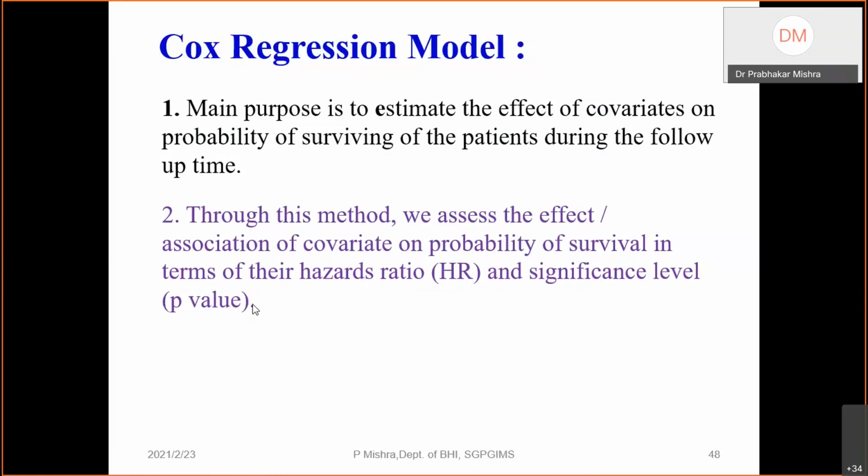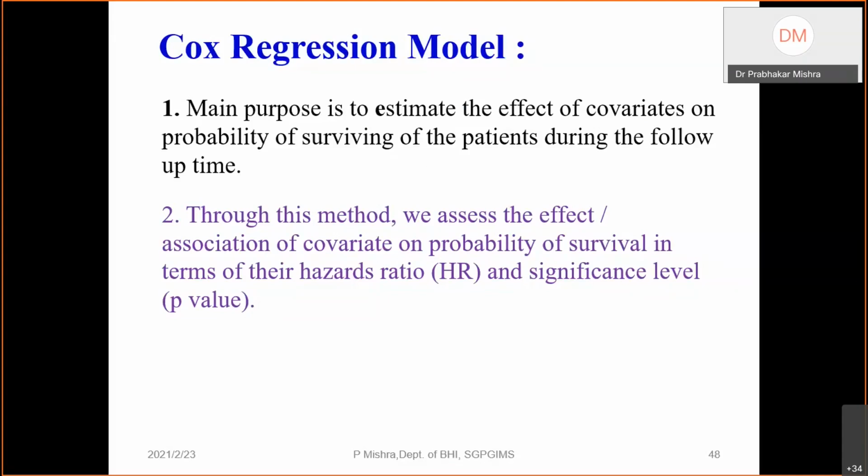So in binary logistic regression, as I told you earlier, the ultimately final output is the odds ratio. Similarly, in the Cox regression model or Cox proportional hazard model, the final output is our hazard ratio.